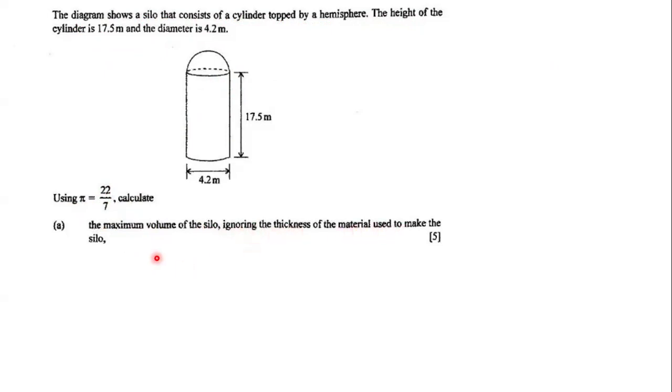to make the silo. And so here we have to determine what is the volume of the silo. And so in order for us to determine the volume of the silo, what we're going to do is figure out what is the volume of the cylinder, and then figure out what is the volume of the hemisphere, and then add those two volumes to give us the maximum volume of the silo. Now, what is the formula for the volume of the cylinder?